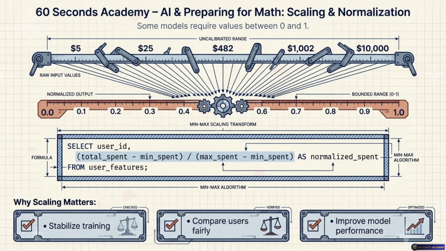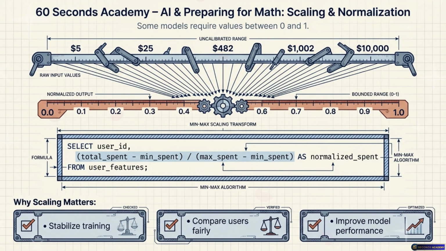You don't want a massive $10,000 purchase to completely drown out the mathematical weight of a tiny but incredibly important number, like a 0.5% click-through rate. Right, they need equal footing. By scaling both features down to a 0 to 1 range, the 10,000 and the 0.5% get an equal voice in the algorithm's ear. And scaling stabilizes the training process, too. It ensures the mathematical weights adjust smoothly rather than violently swinging around to accommodate massive numbers.